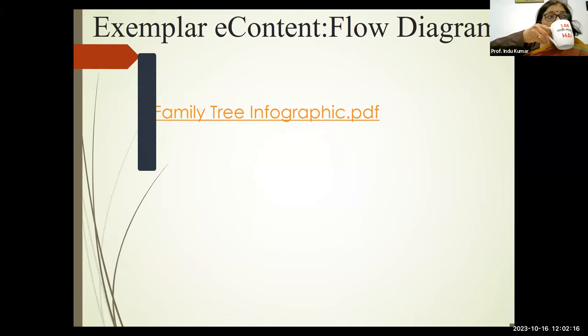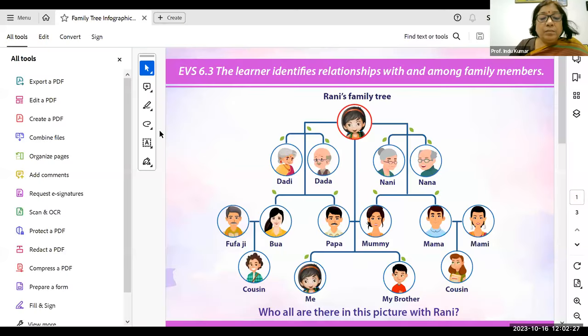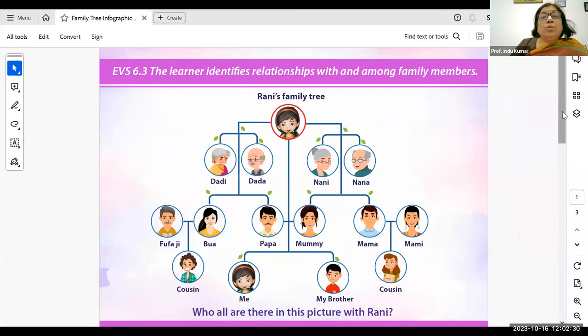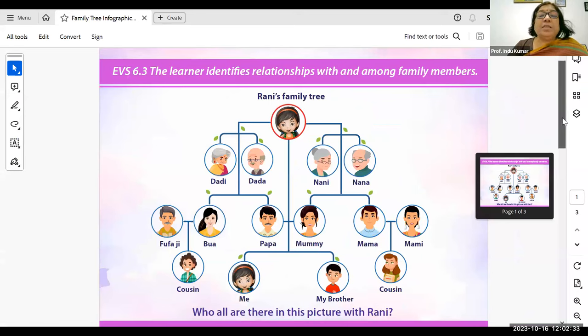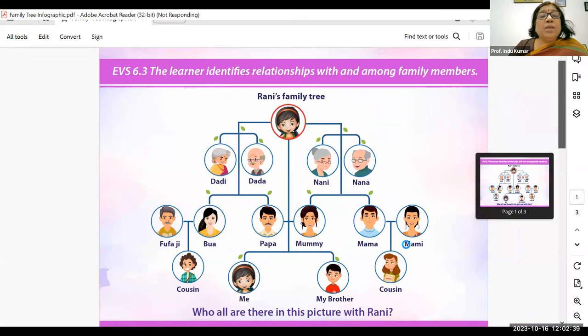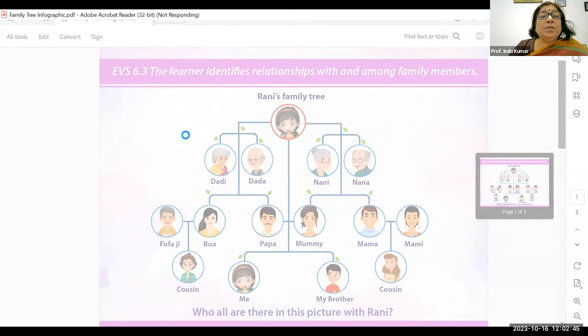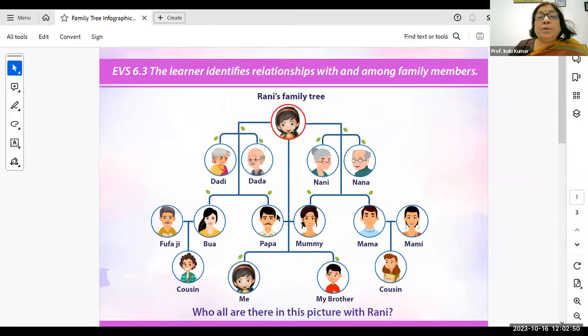Infographic to stand alone bhi hoga na hamare paas. So this can be treated as an example of an infographic as well as a flow diagram. This is based on the learning outcome of EVS, which can be seen here: the learner identifies relationships with and among family members. So this is the learning outcome on which this particular infographic is based.